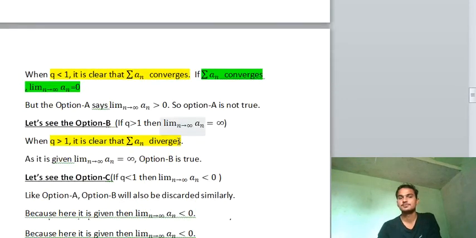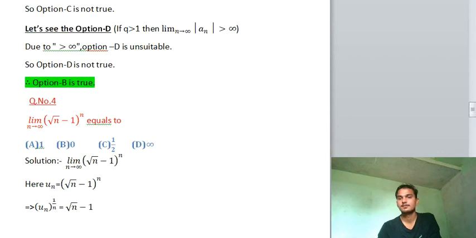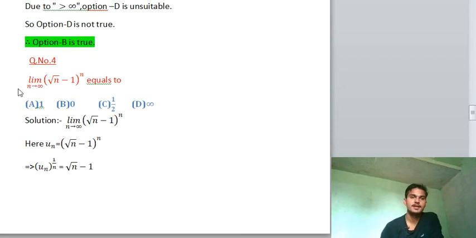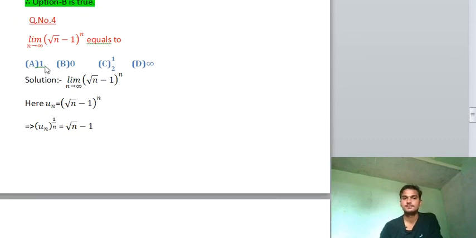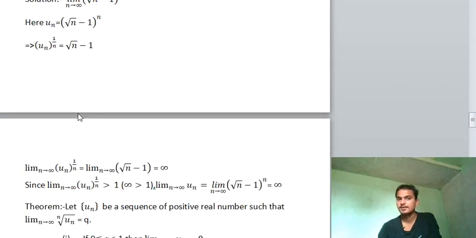Then we'll come to question number 4. It is the limit as n tends to infinity of this to the power n equal to dash. So options are there. We will take the sequence un equal to this. If we can find the limit of un, then we can get the answer. When this n comes to this side, we can write un to the power 1 by n equal to root n minus 1. Then we will find the limit of this.